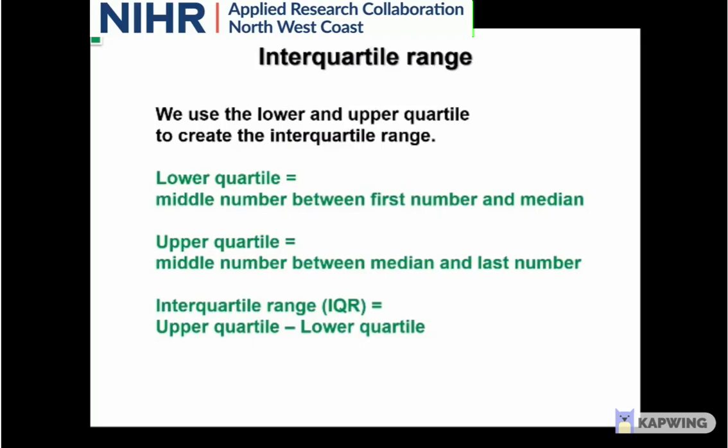For our interquartile range, we're now going to need the middle of our two halves. We're going to need our quartiles. Our lower quartile is going to be that middle number between the first number and the median, and our upper quartile is going to be the middle number between our median and our highest value. The interquartile range being our upper quartile minus our lower quartile, the range between those two quartiles. Just for reference, the range itself, so just the normal range, would be your highest minus your lowest. That's the full range of your data.